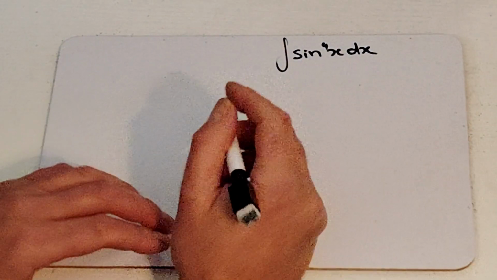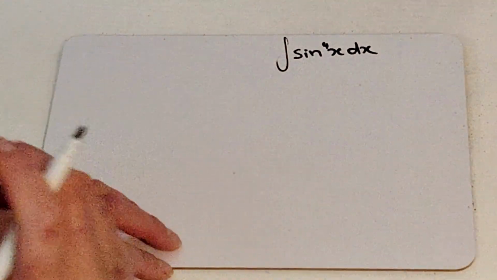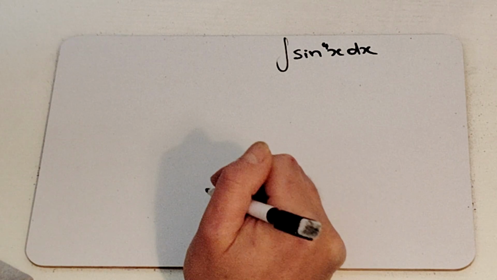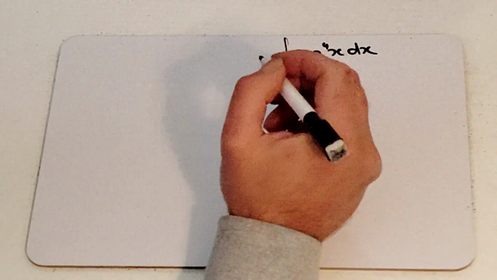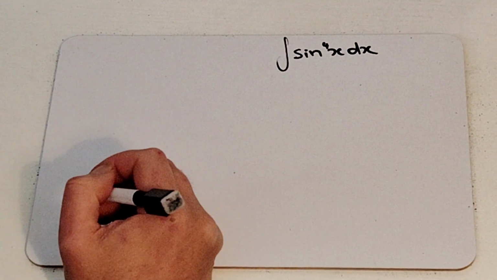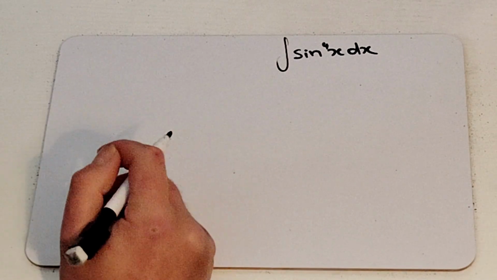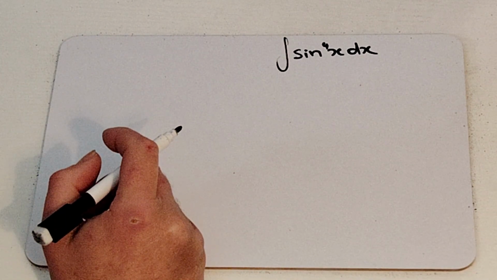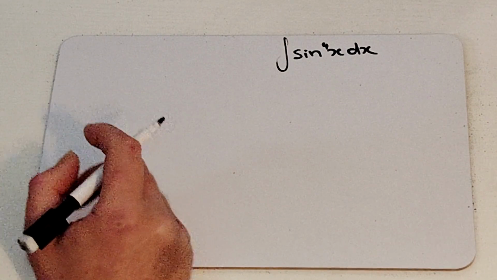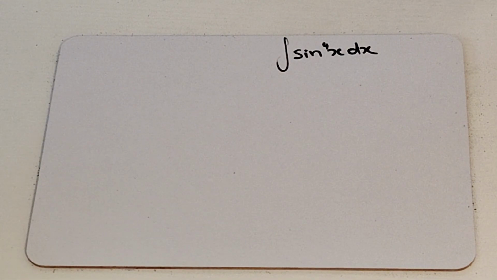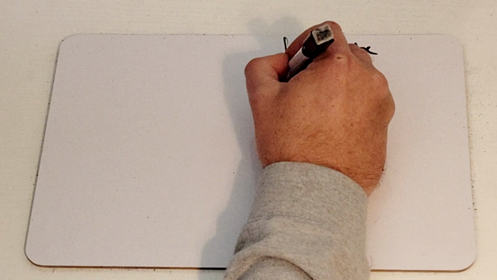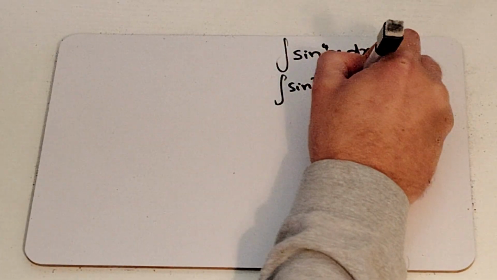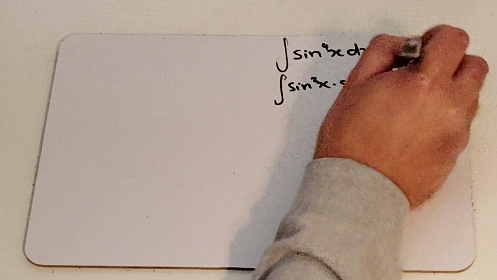So things are getting a bit tastier now. We've increased the power once again to sine to the 4x. Being an even power, we can't use our substitution method. Now, whether you're doing A-level maths or further maths will depend upon which avenue of attack is open to you. So I'm going to use a method that's accessible to both A-level maths and A-level further maths. I'm going to rewrite my integral as sine squared x multiplied by sine squared x dx.